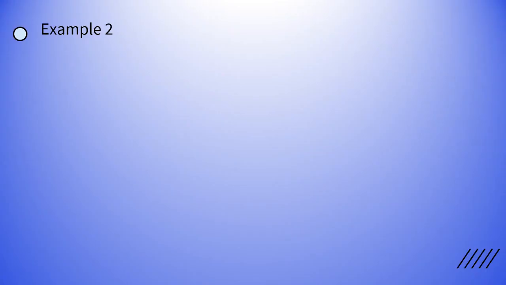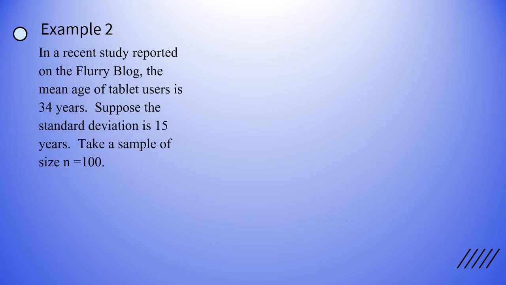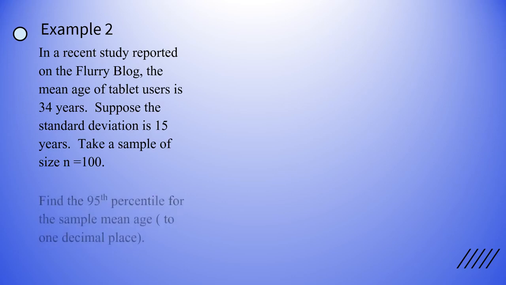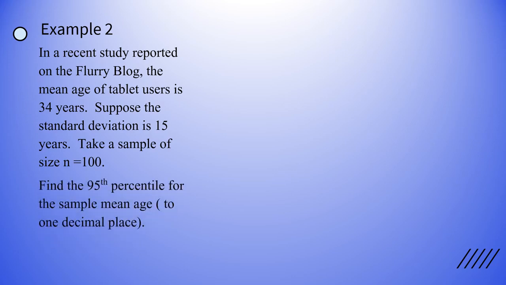In our second example, it talks about a recent study on the furry blog. It says the mean age of tablet users is 34 years. The standard deviation is 15 and a sample size is 100. If we are trying to find the 95th percentile for the sample mean, 95th percentile means 95% of people are less than this value.